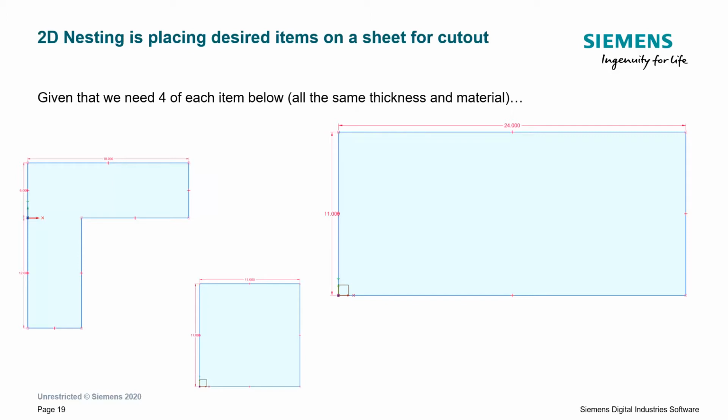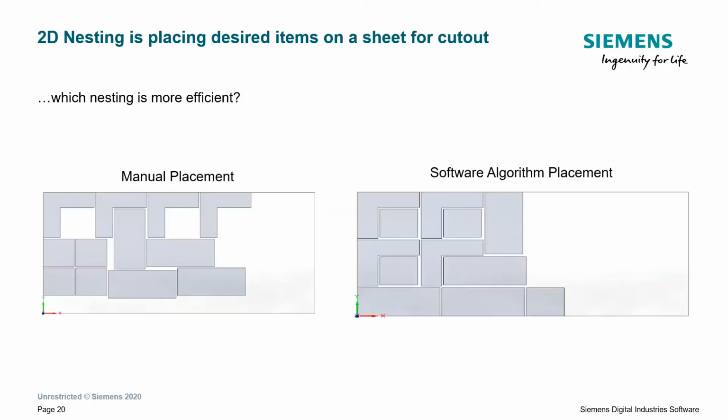So here's a little quiz. Given that we need 4 of each item below, and we're assuming that they're all the same thickness and material, which nesting is more efficient? Manual placement or using a software algorithm? Well, obviously, the software algorithm is more efficient. Less waste and more reusable sheet material for the next job.